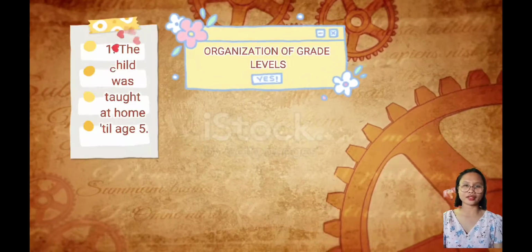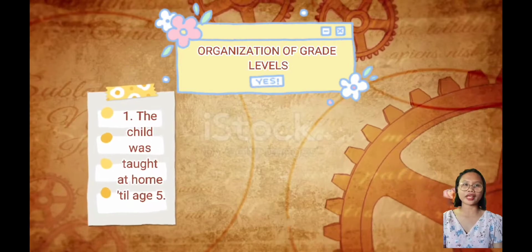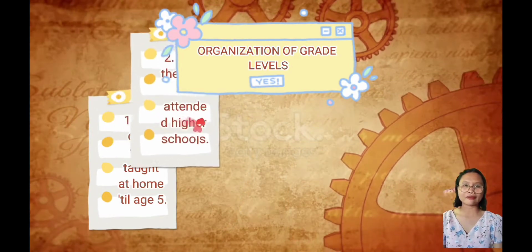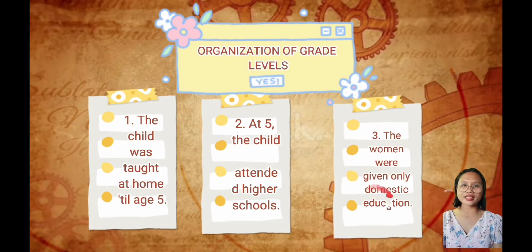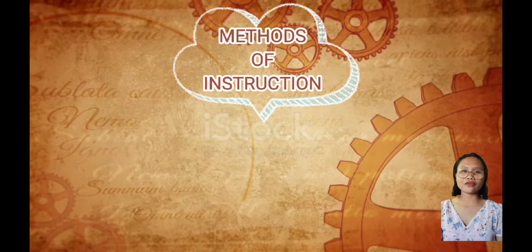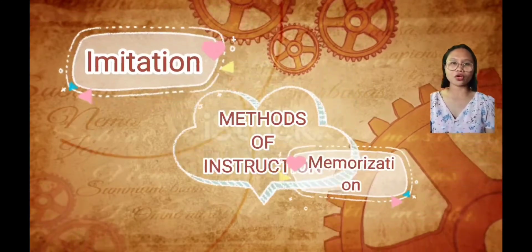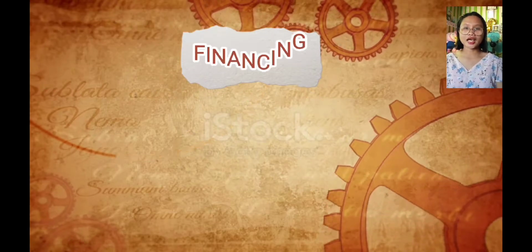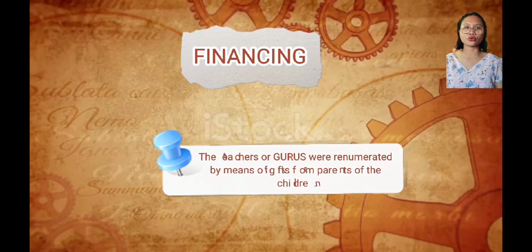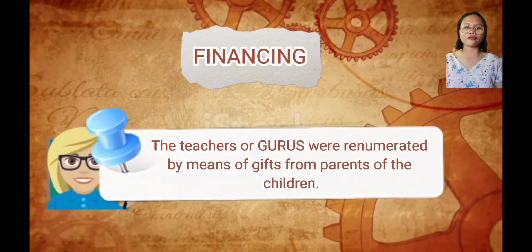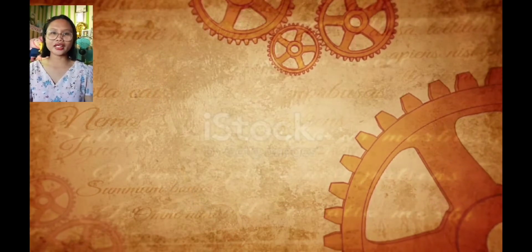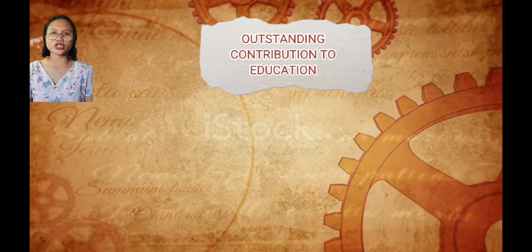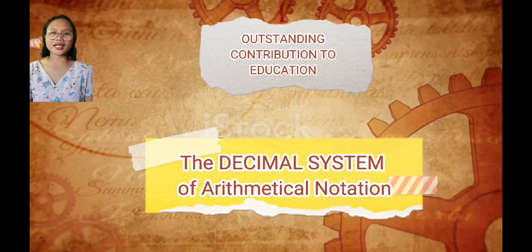Organization of grade levels. The child was taught at home till age 5. At age 5, the child attended higher schools. The women were given only domestic education. Methods of instruction: imitation and memorization. Financing. The teachers or gurus were remunerated by means of gifts from parents of the children. Until now, we Filipinos call our teachers guru. Outstanding contribution to education was the decimal system of arithmetical notation.